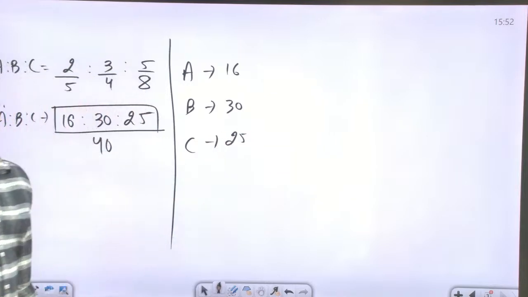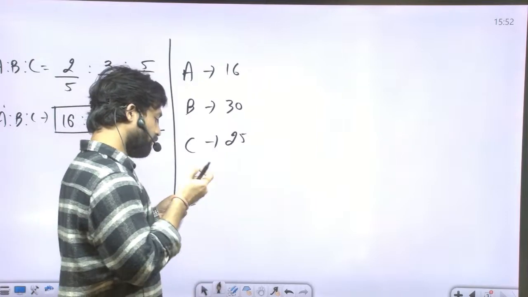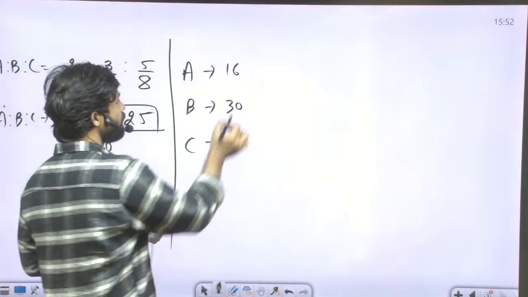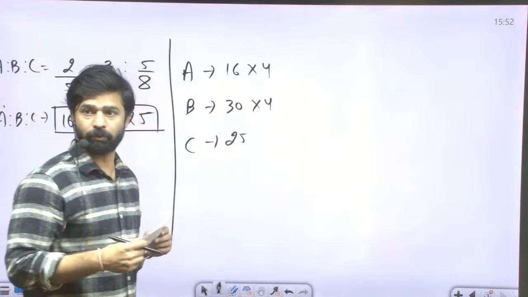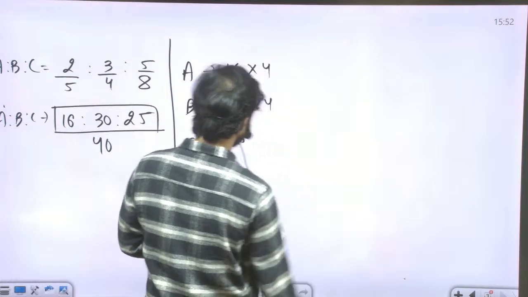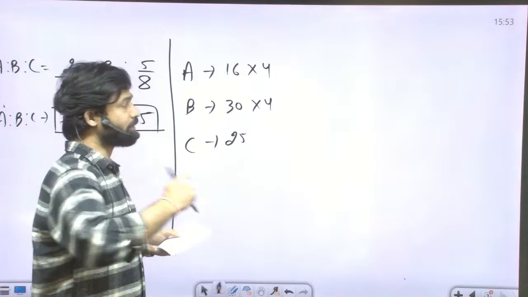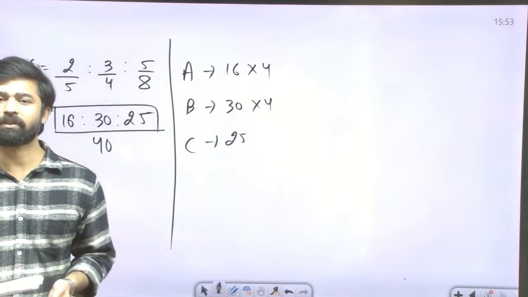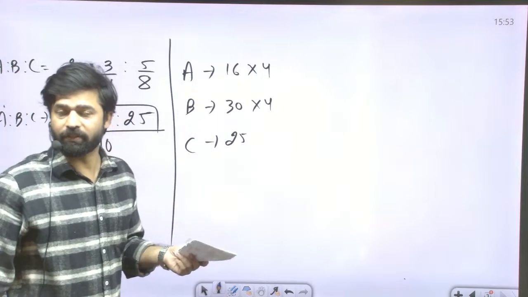Is there any additional information? Yes, we have. After 4 months, A and B are changing their capital. So it means this money has been invested for 4 months for both, and after that they are making a change. And what is the change? A has increased his capital by 50%. So what is 50% of 16? Half of 16, 8. So earlier it was 16, so he is increasing his capital by 8 units.